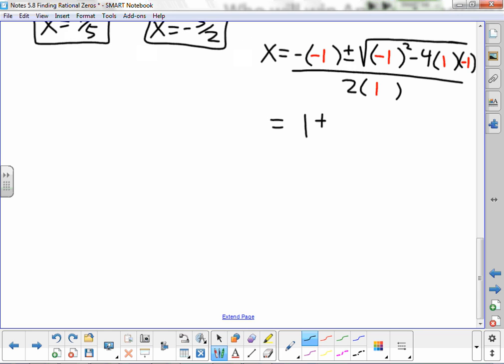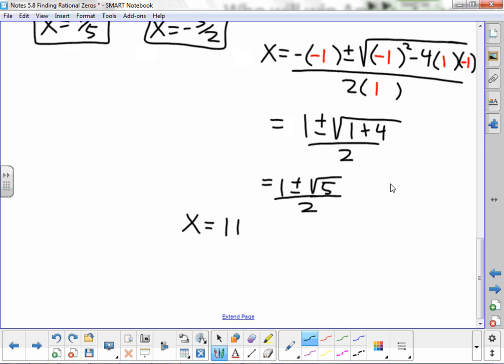You get 1 plus or minus the square root of 1 squared, which is 1, minus 4 times -1, so +4, plus 4, all over 2. Make sure that's right: 1, -4, +4, plus 4 over 2. So this will be 1 plus or minus the square root of 5, all over 2. So your 2 answers here are x equals 1 plus root 5 over 2 and x equals 1 minus root 5 over 2.